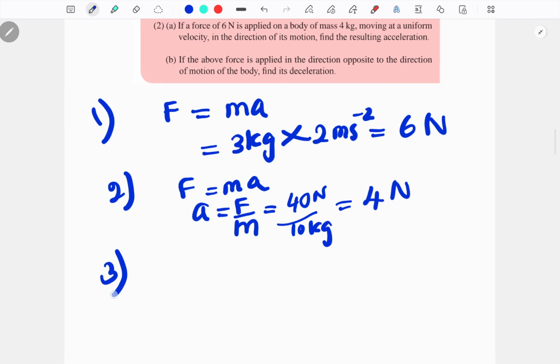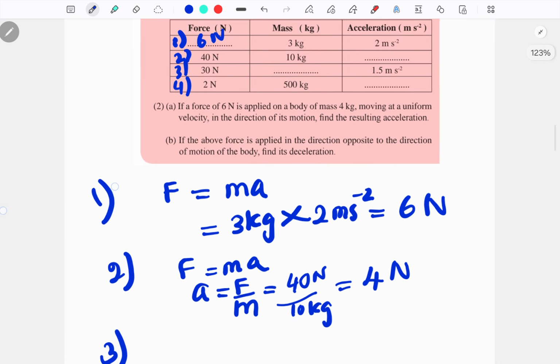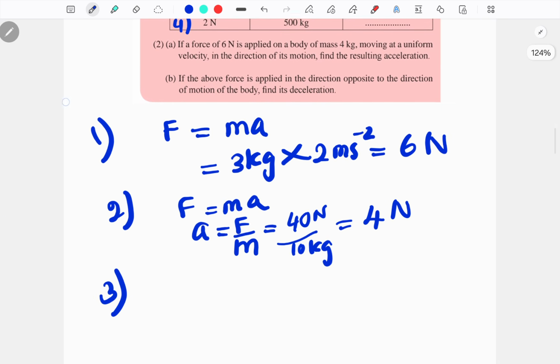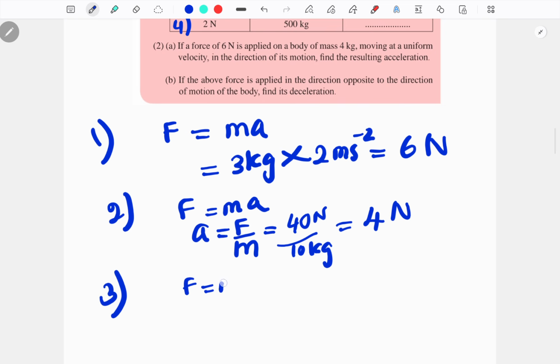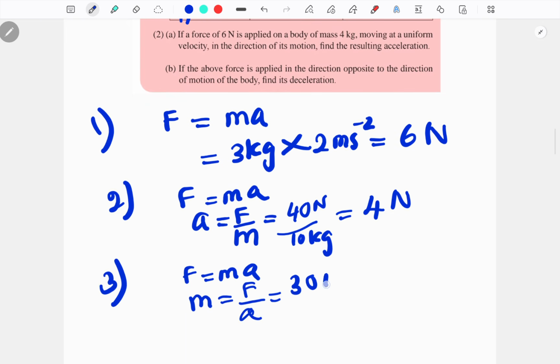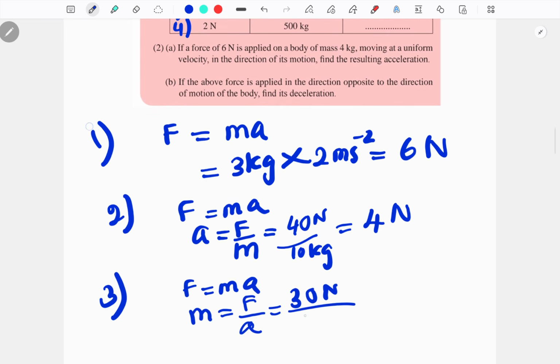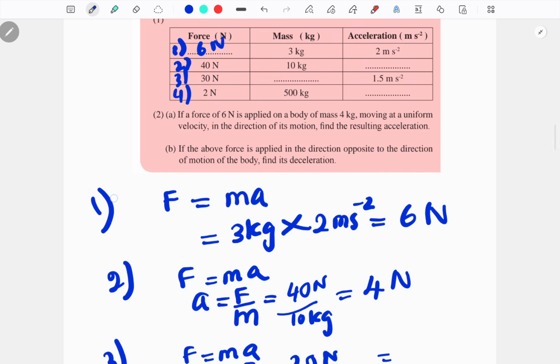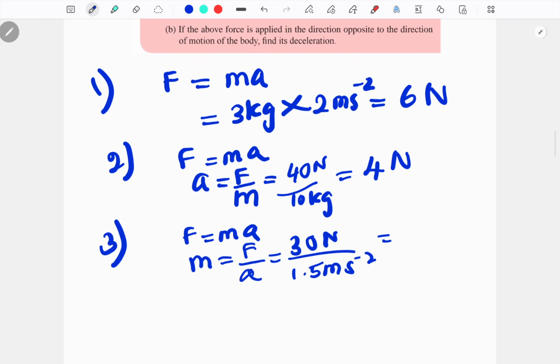And the third one is asking about the mass. So F = ma. The mass is what? F over a. The force is 30 Newton, and the acceleration is 1.5 meters per square second. So how much is it here? 300 over 15 is 20.